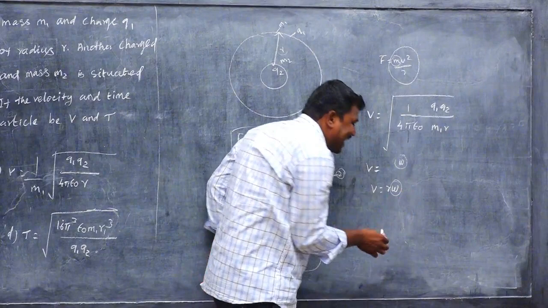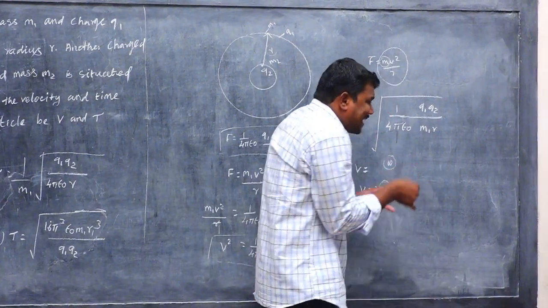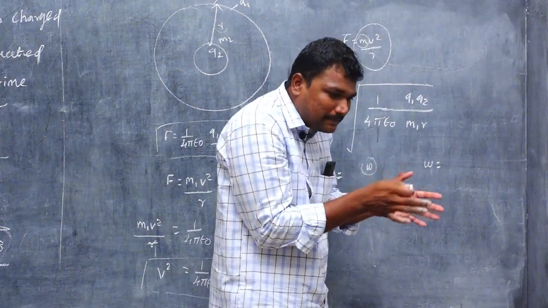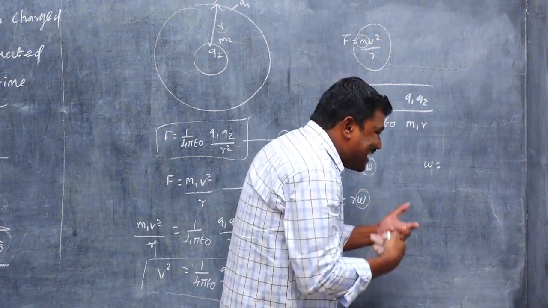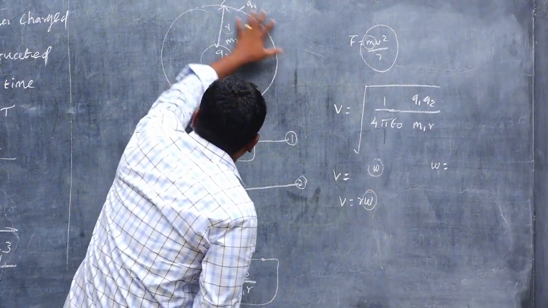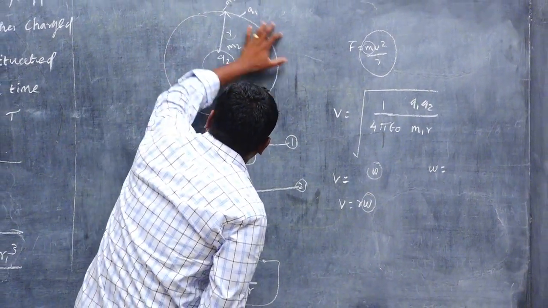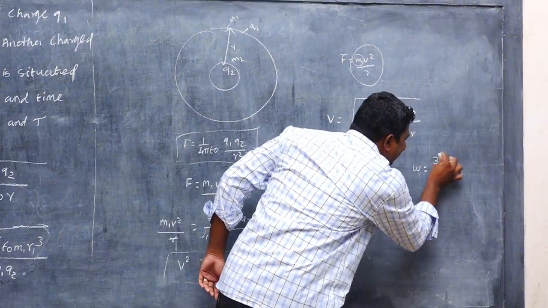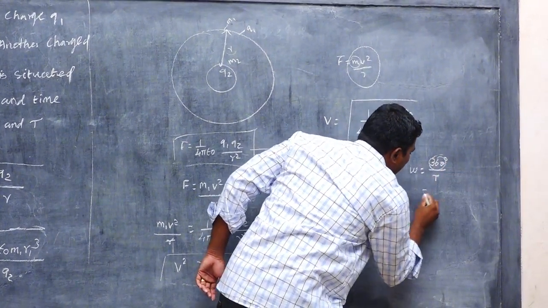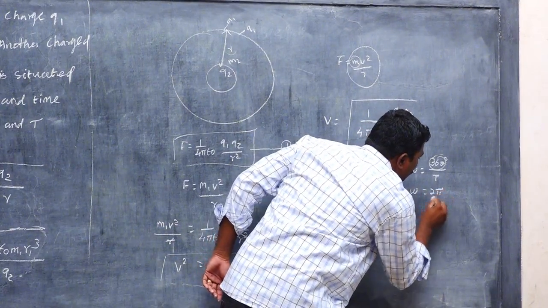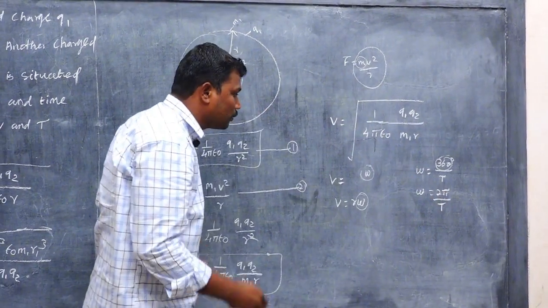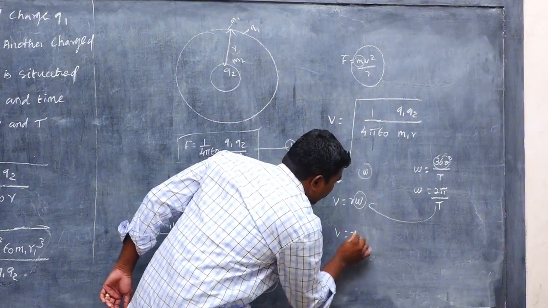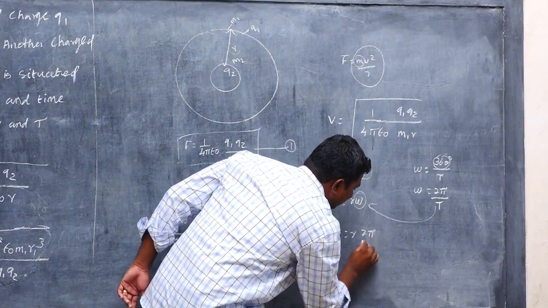Omega is the angular velocity. What is the formula relating angular velocity to time? Angular velocity is angular displacement by time. For the full circle, the angular displacement is 360 degrees, which is 2 pi, divided by time. So omega is equal to 2 pi by T. Put in this value: V is equal to R into 2 pi by T.